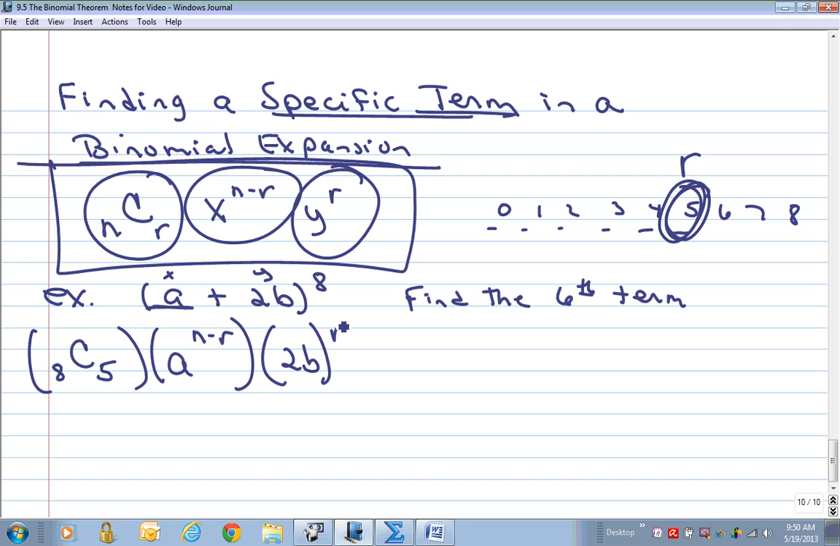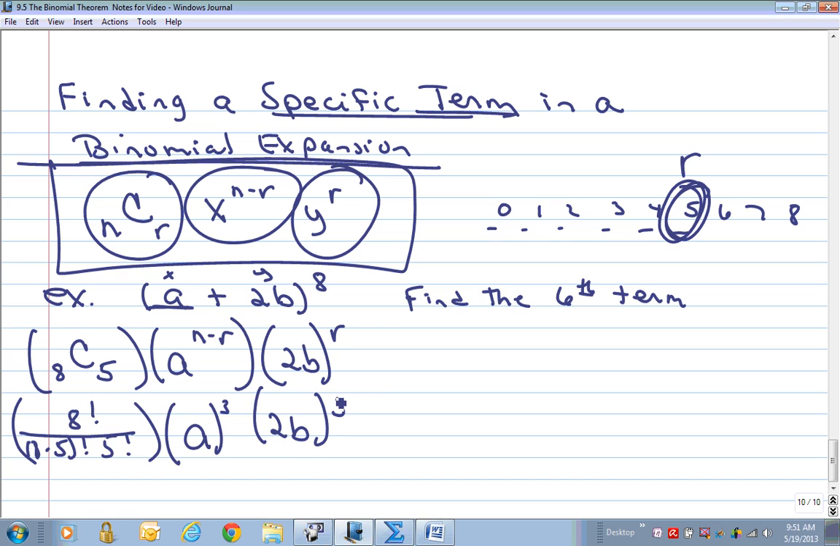So let's do that. First of all, let's do the factorial here. This is going to be 8 factorial, from your binomial theorem, over 8 minus 5 factorial, and then 5 factorial. Then we would have a, and n minus r would be 8 minus 5, or to the 3rd power. And then we would have 2b, to the r, which is the 5th power.